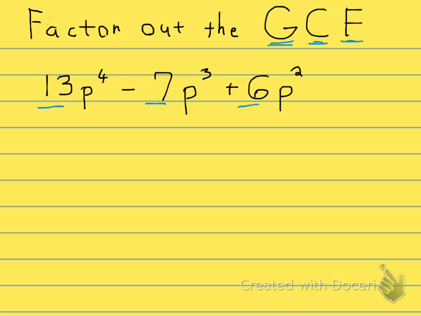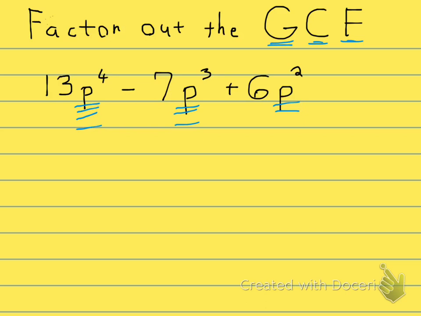13, 7, and 6. Do you know anything that divides evenly into 13, 7, and 6? No. I don't either. So there's no number that we can factor out of here. Now, when you look at the variable parts, let's see if there's any variables that we can factor out. I have 4 p's, I have 3 p's, and I have 2 p's. Well, I can certainly take 1 p out of all three of these terms.